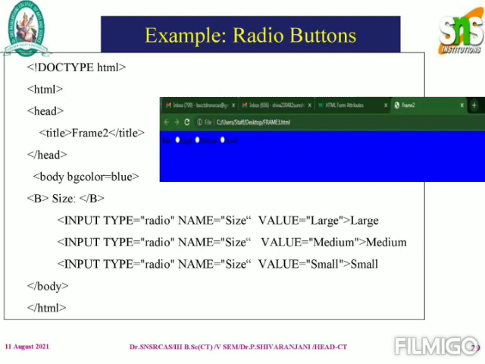In the radio button, the next radio button you're going to create is medium, and the next radio button you're going to create is small. So all the type is a radio button. And I'm closing the body and I'm ending the coding. Just save the particular file as name.html.